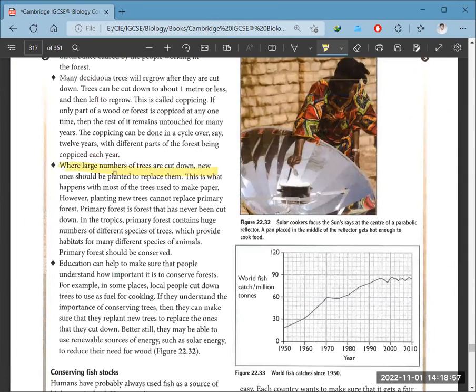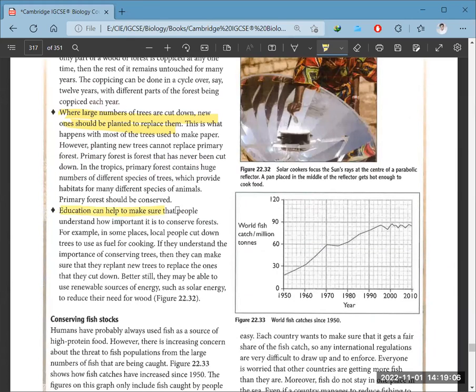Read this one, Ayan, quick. When large numbers of trees are cut down, new ones should be planted to replace them. Perfect. That's replanting. Last one, education.